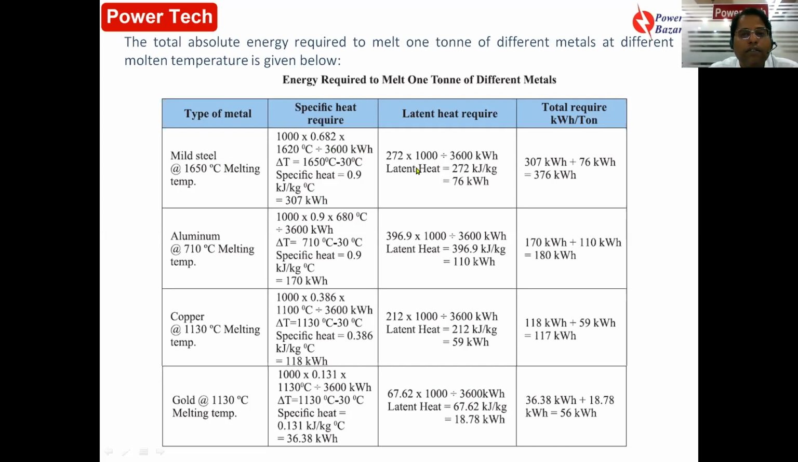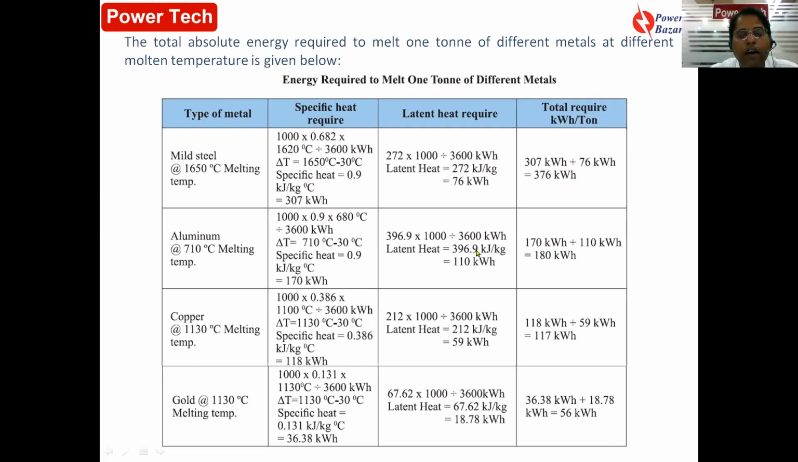Now, what is the latent heat of mild steel? It is 272 kilojoule per kg. For 1 ton, it becomes 272 into 1000 kg divided by 3600 kWh, so it becomes 76 kWh. So the latent heat required will be 76 kWh, and the heat requirement for increasing the temperature will be 307 kWh. If I add them together, I get 376 kWh of energy required for melting 1 ton of mild steel.